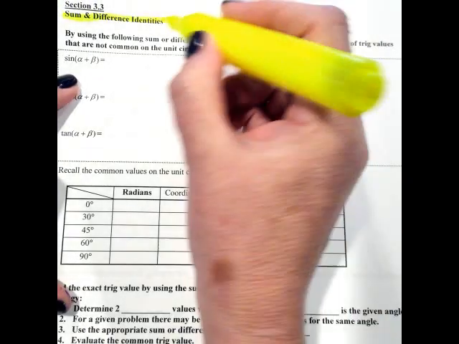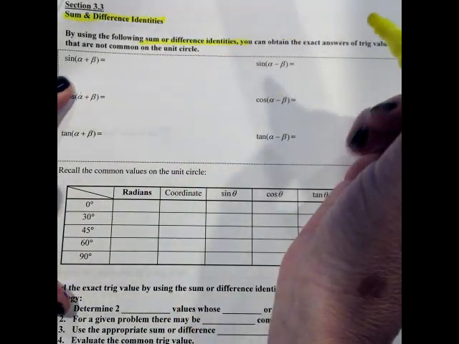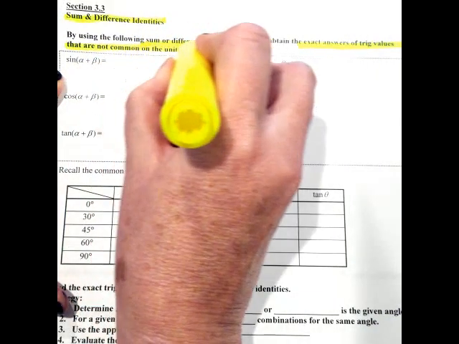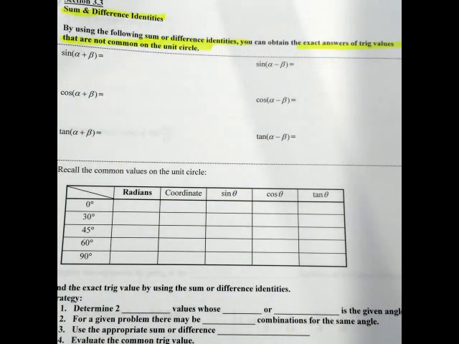So by using these sum or difference identities, we're going to be able to find the exact answers of trig values that are not common on the unit circle. But these values are going to be based on the angles that we've studied from the unit circle. So the idea is, when we look at an angle, we want to add or subtract two angles from the unit circle to produce that particular angle that we're asked to find the exact value for. So for example, the first formula is our sine sum formula.